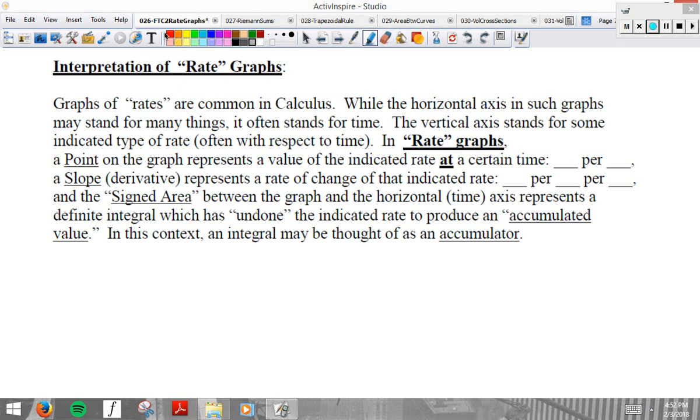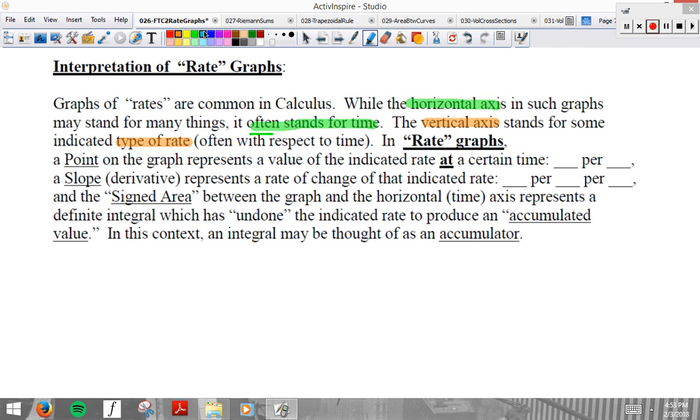So the horizontal axis often stands for time. Not always, but often will. The vertical axis, on the other hand, will stand for some type of rate. Okay? It's not always going to be a rate. Sometimes a lot of these tricks could be used for any kind of graph, but it'll often be about time. And our y-axis, when we're talking about a rate graph, is a rate.